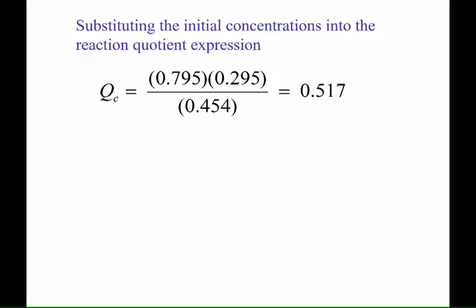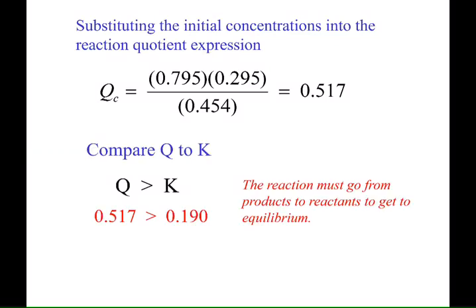So which direction do we need to go? To form more reactants, exactly. So now you're going to be minus x, plus x. By that, that's what we know now. All right, very good. Reaction must go from products back to reactants.